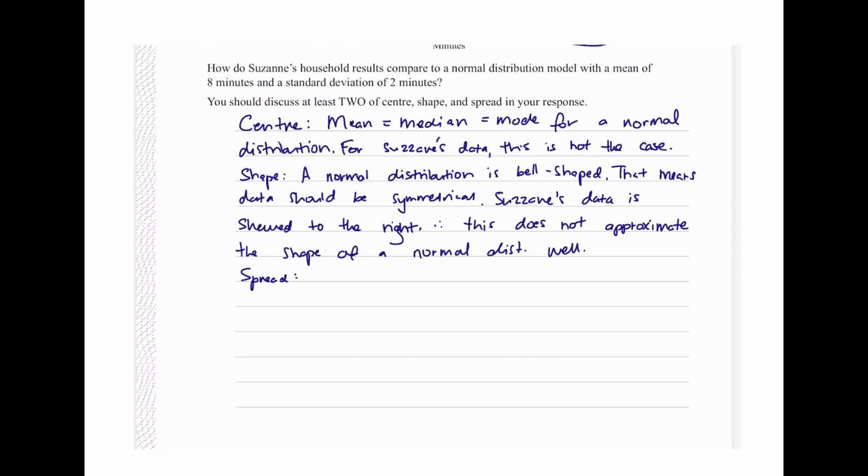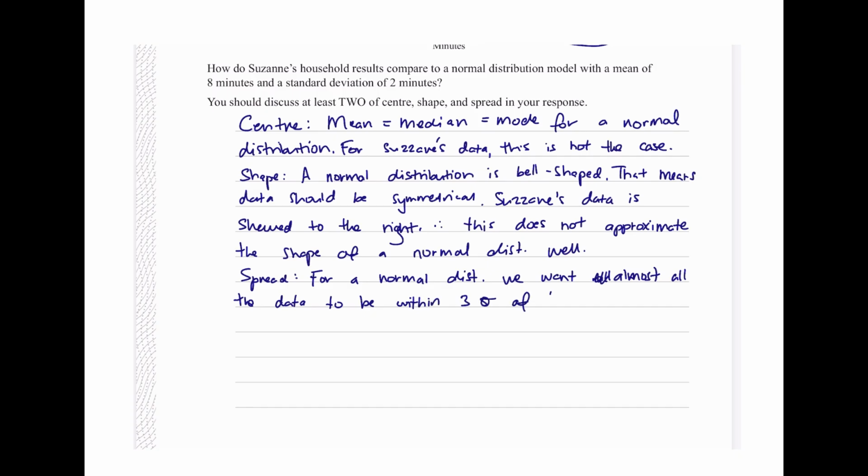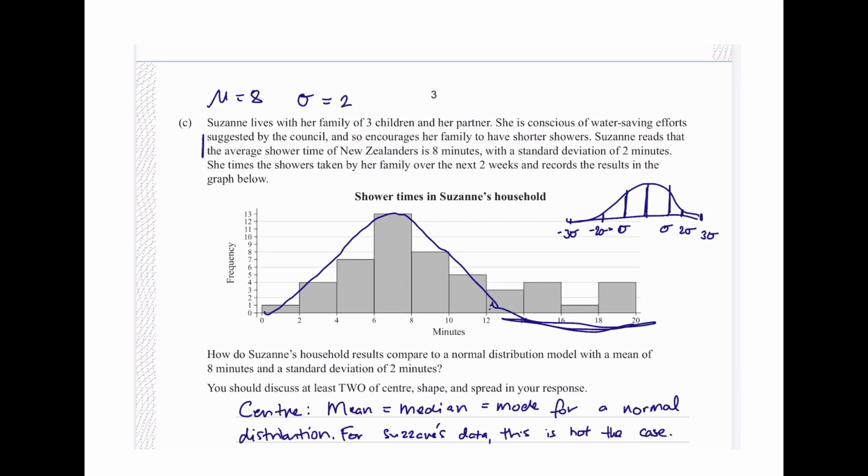So let's first of all say that for a normal distribution, we want almost all the data to be within 3 standard deviations of the mean, or of mu. So for our theoretical normal distribution model, if our mu is 8 and our standard deviation is 2, so we've got 8 here.